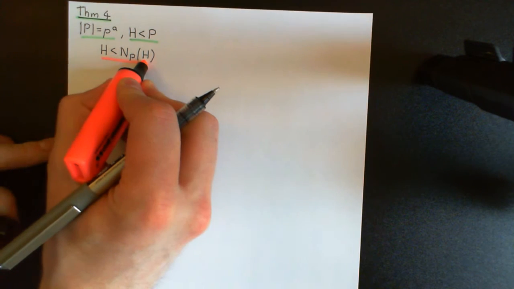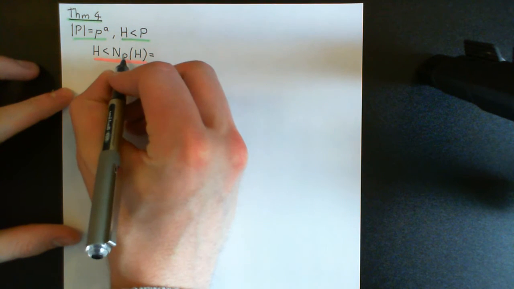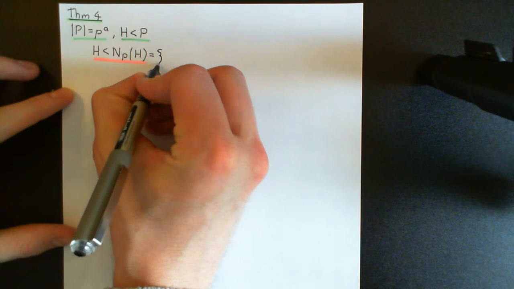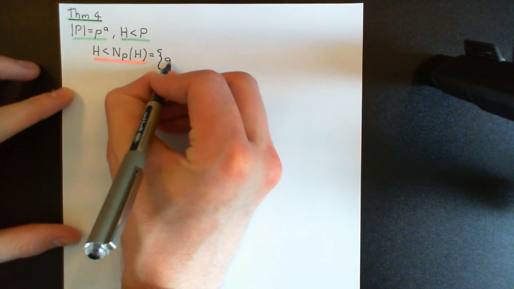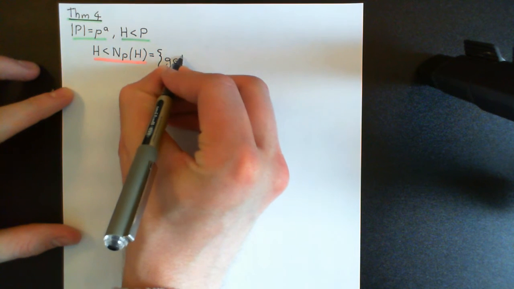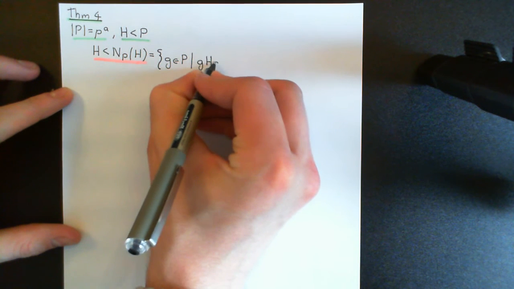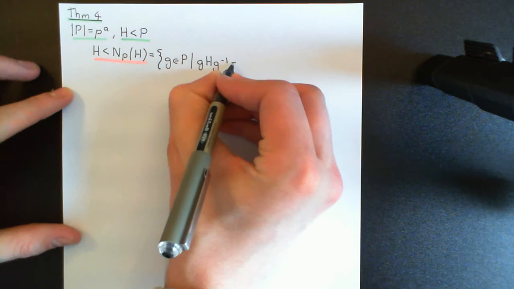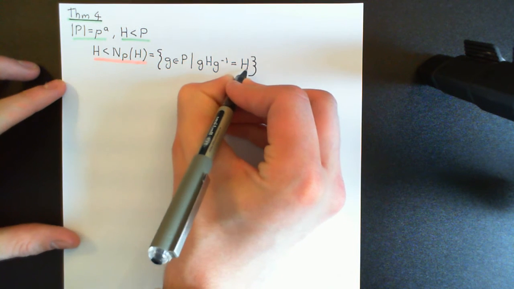Let's remind ourselves of the definition for the normalizer of a subgroup capital H in a group capital P. Remember, this is the subset of the group capital P of elements which, if you use them to conjugate capital H, fix capital H. So this is all little g, an element of capital P, such that if I use little g to conjugate capital H, so if I take gHg inverse, the subgroup that I get back is the same subgroup as I started off with.